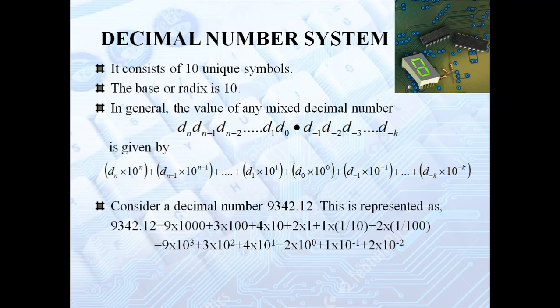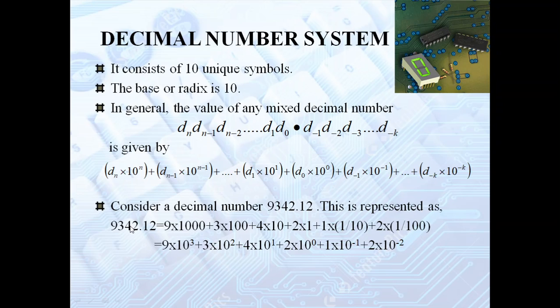In decimal, the weights are expressed as powers of 10. Consider a decimal number 9342.12. This is represented as follows. Starting from the first integer position, the value here is 2. It is multiplied by 10 power 0, that is 1. As we all know, anything power 0 is 1, so we multiply the first integer part with 1.